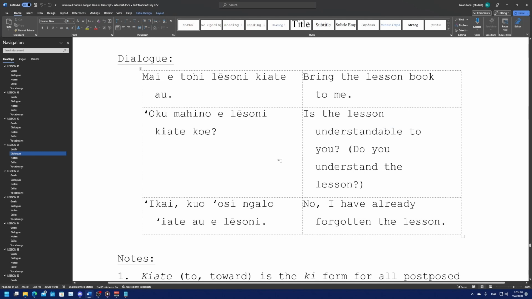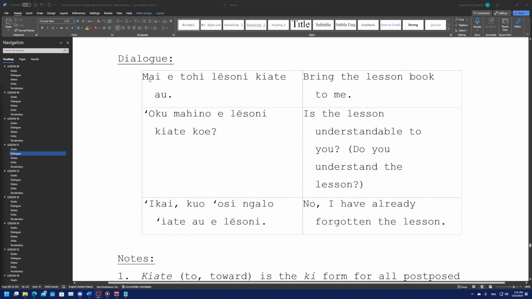Okay. So here we see okumahino lesson ike te koe. Is the lesson understandable to you? So mahino means understand. But here we're saying the lesson is mahino to you, right? So in English we translate that as understandable to you. But the best translation to English, the natural English, would be, "Do you understand the lesson?" But this is how we say it in Tongan.